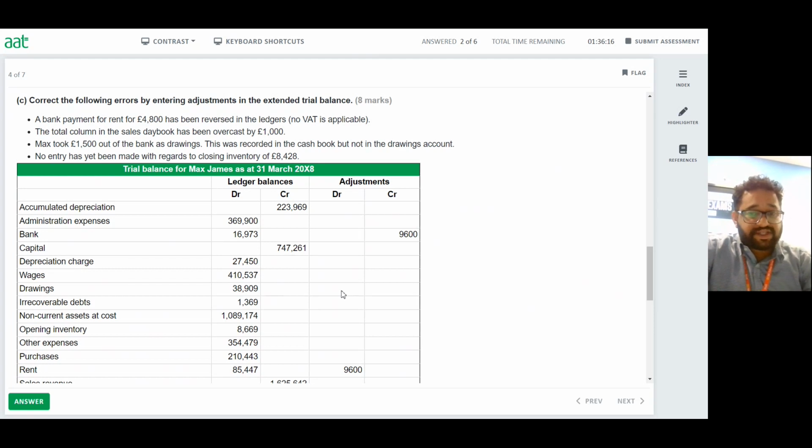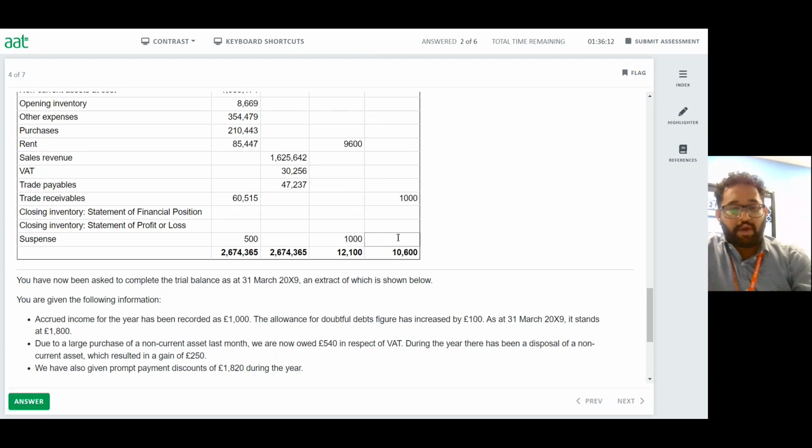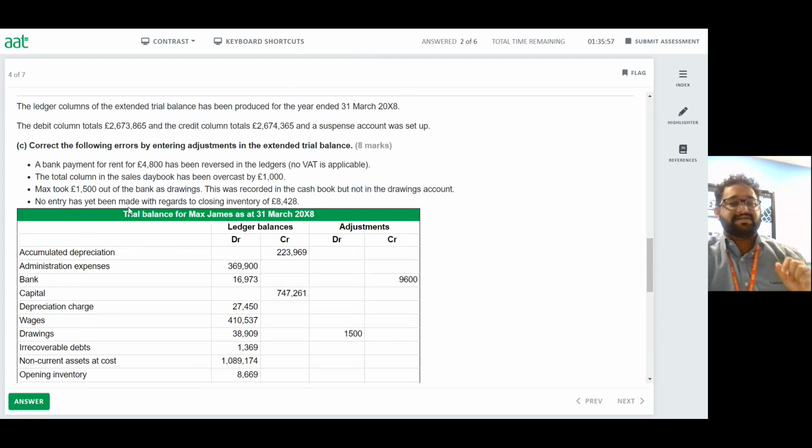So let me find the drawings here. I'll put 1,500 here as a debit, and the suspense account will be 1,500 credit. Now, if you notice your suspense account, 500 on the debit side here, another 1,000 on the debit side here, it is 1,500 debit and this 1,500 credit. This would have cleared my suspense account at that instant.